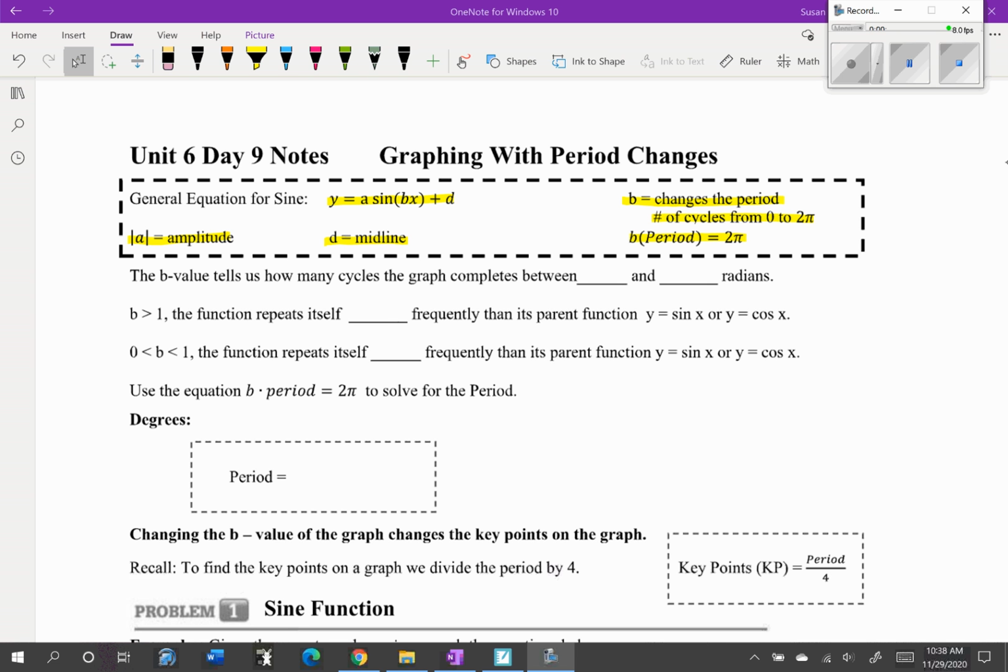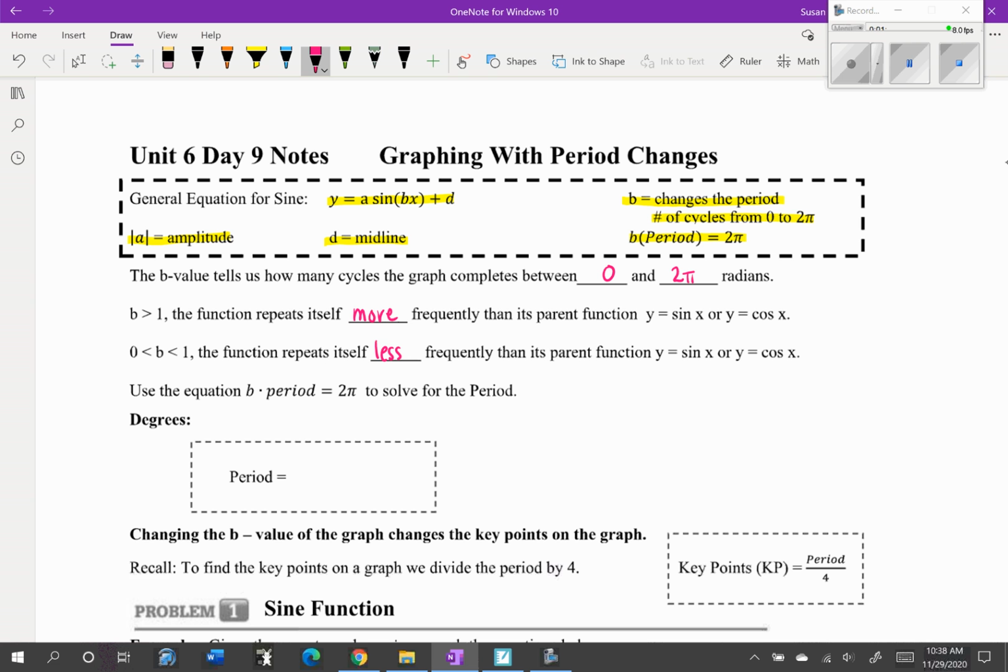So the b value tells us how many cycles the graph completes between 0 and 2 pi radians. If b is greater than 1, then the function is going to repeat itself more frequently than its parent function, which is either y equals the sine of x or y equals cosine of x. If b is in between 0 and 1, the function is going to repeat itself less frequently than its parent function. And so remember that these values we've talked about before.